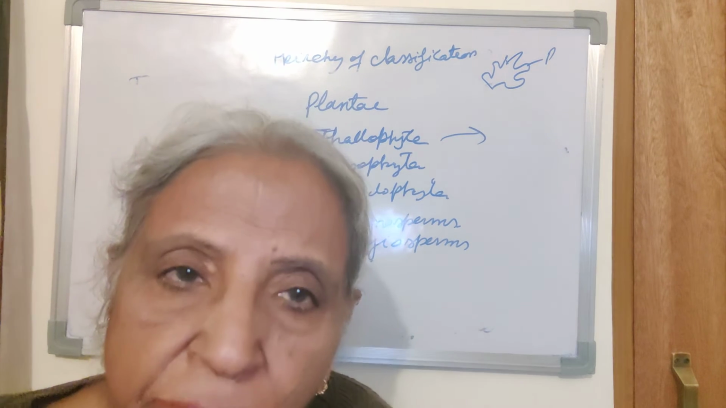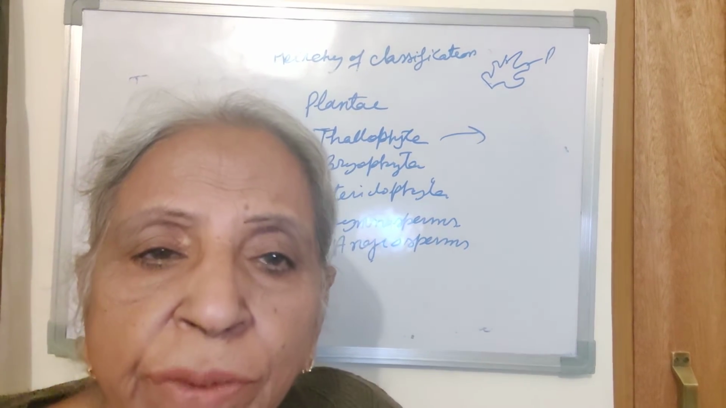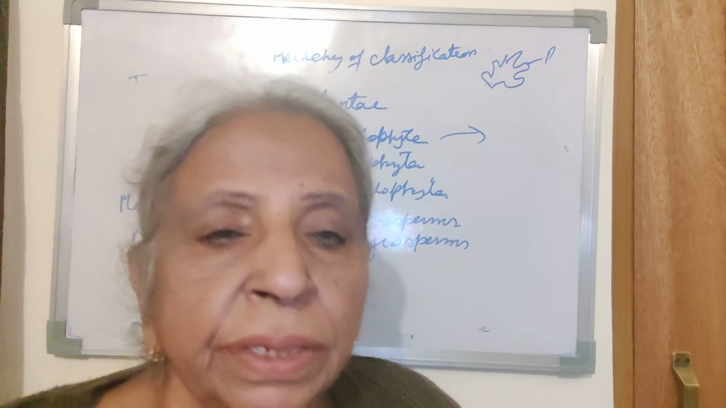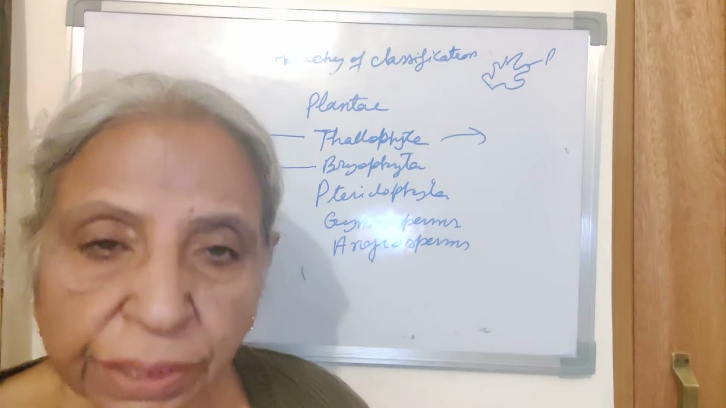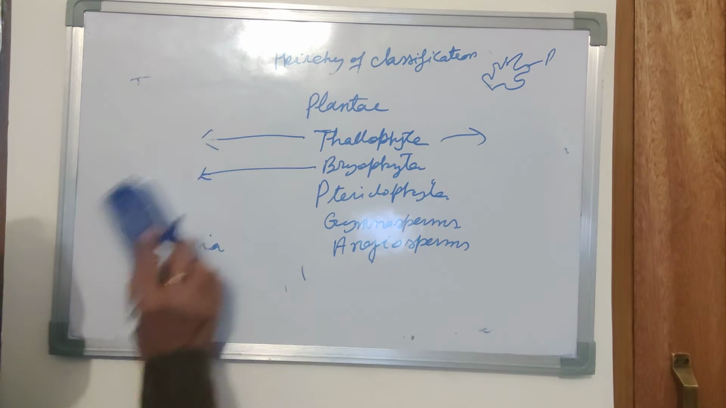Stem and leaf-like structures are present, but no roots are present. They again absorb their water and minerals from the general body surface. There is no vascular tissue and no seeds are formed. Then comes Pteridophyta.